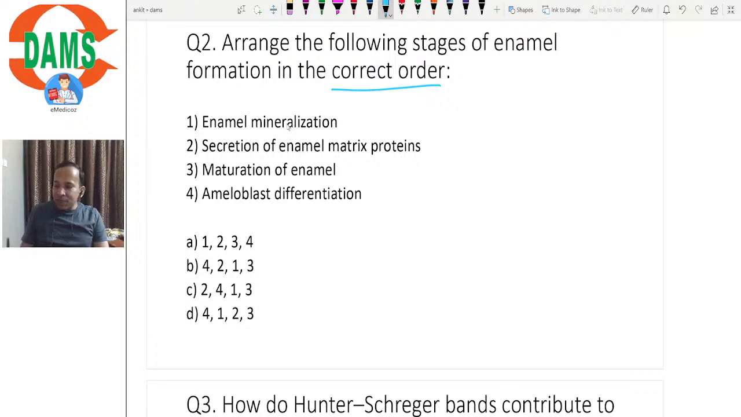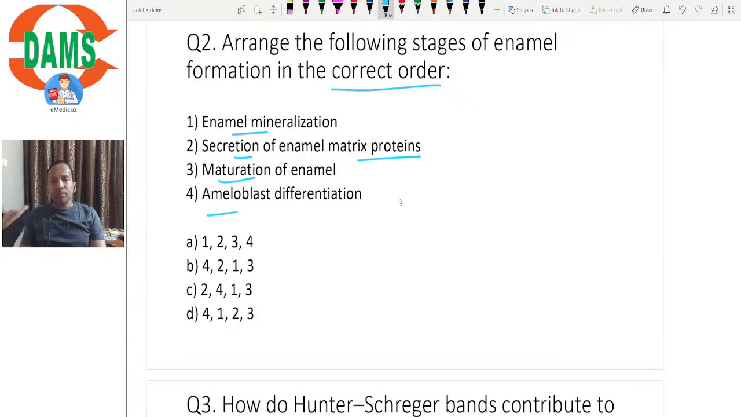So the different stages of the formation of enamel that we have to arrange, right? These are enamel mineralization, secretion of the enamel matrix proteins, then maturation of enamel and ameloblast differentiation. Which of the four do you think is the foremost stage? Which of these four will occur first?